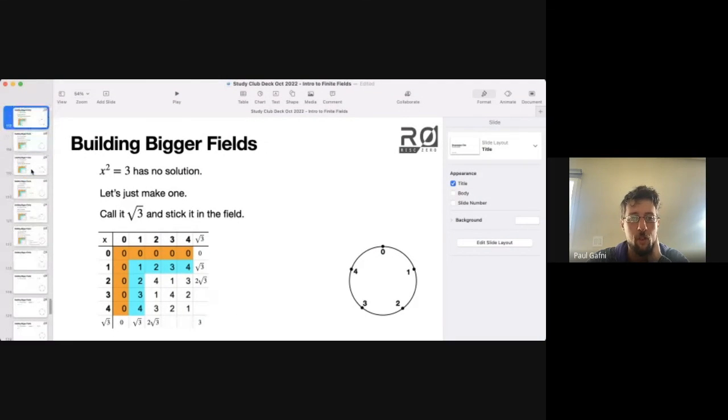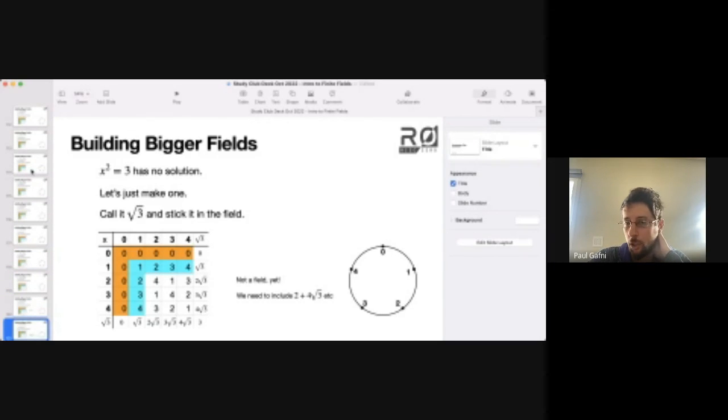I was trying to motivate from a discovery perspective. I want to add the square root of 3 to my field, so I could start like this. But this is not a field. You're absolutely right. I would need to include all of these other elements of this form. So if I were to build out the full table, I would end up with a 25 by 25 multiplication table, and I omitted the full details of the 25 by 25 table.